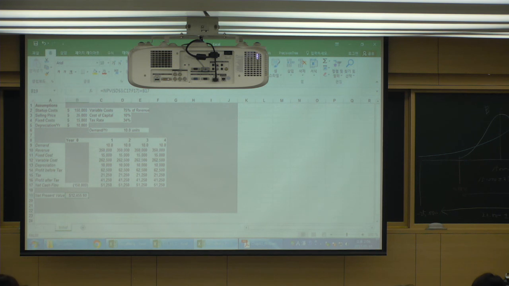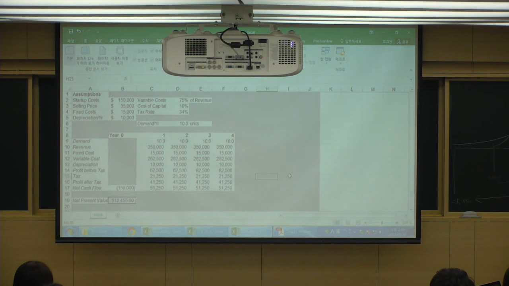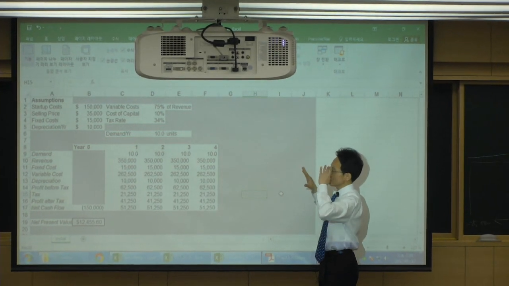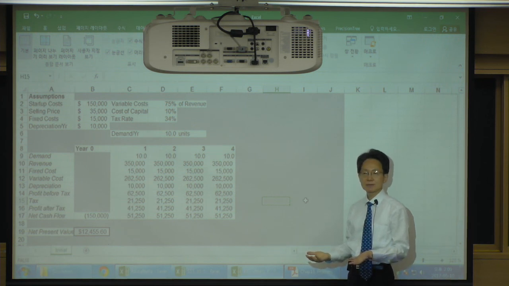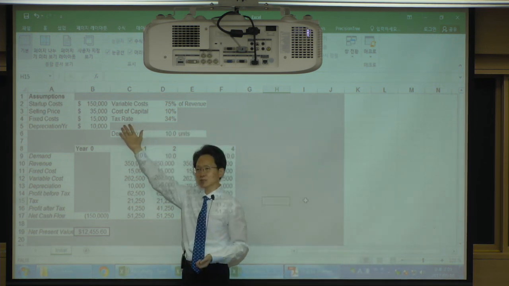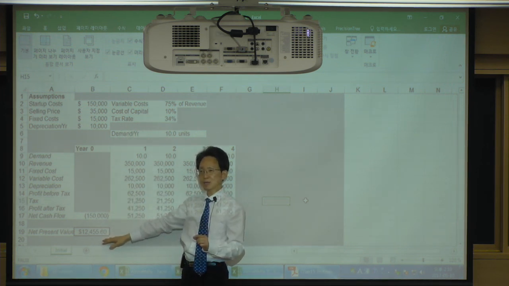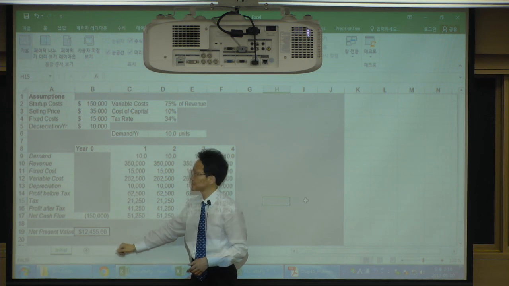Okay? We remember that we started with this basic model, and this is called the base model, because whenever you want to make a decision, you need to start with the base model. And the base model uses basic assumptions, and usually gives you the point estimate. Okay? So I hope that everybody understands how we get this number.